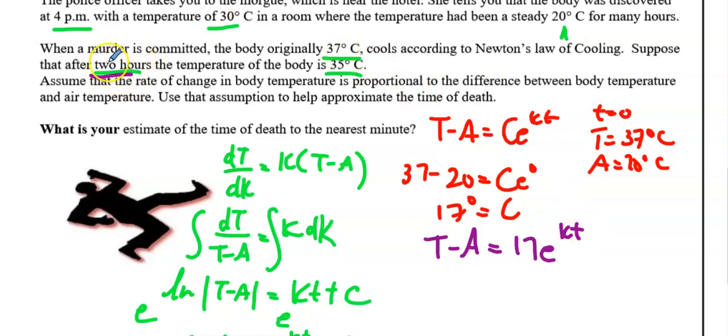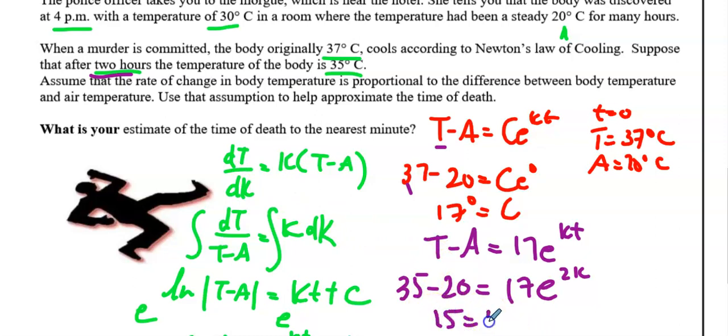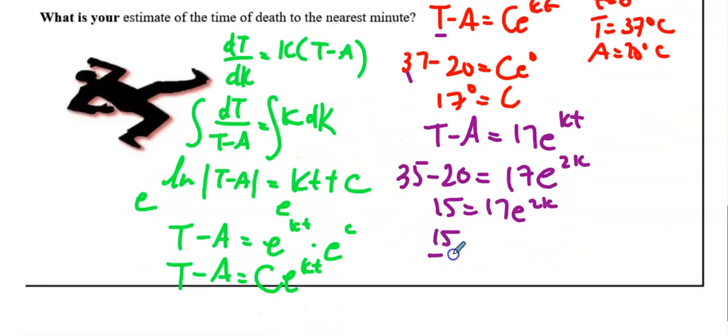So now we know that at time equals 2 hours, our temperature of our body is actually going to be 35. So we're going to go ahead and write 35 for our new temperature, because this is the temperature of our body as through time. So temperature of our body with respect to time. So let's look at it this way, and we're going to get that this is 15 equals 17e to the 2k. And at this time, we can go ahead and divide by 17.